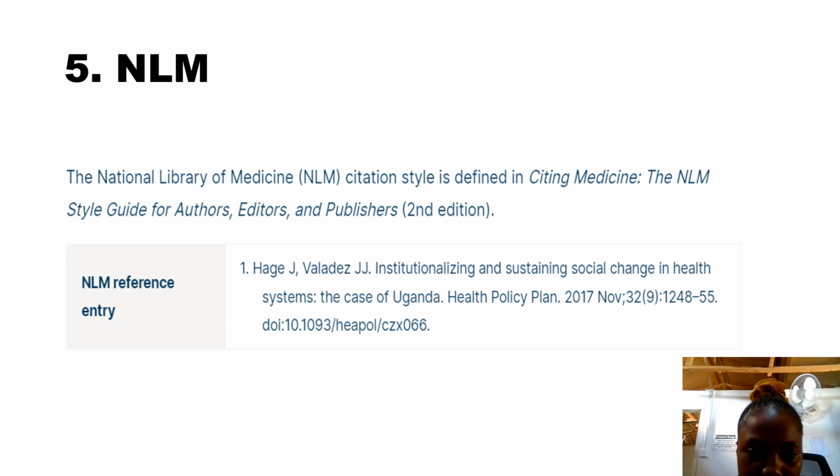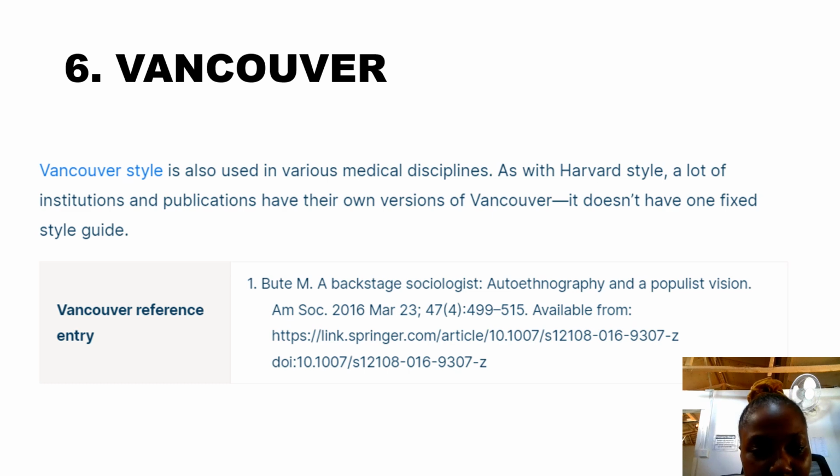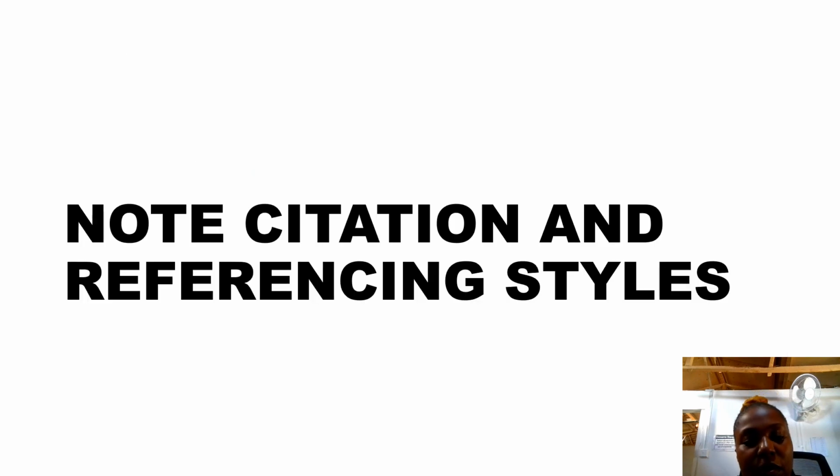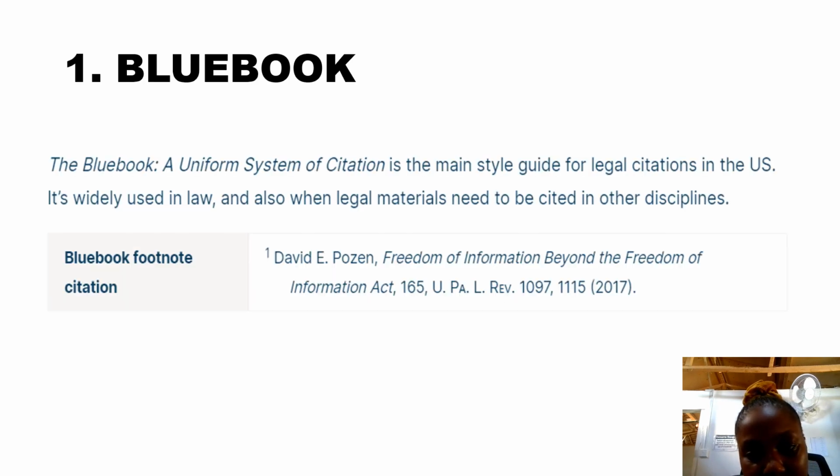So you're going to take your time, you look at the PPT, you read it very slowly to understand the differences between these referencing and citation styles. Vancouver, this is their reference entry. So when you are using numerical style, the most preferred one under numerical is Vancouver or AMA. That is for medical disciplines.